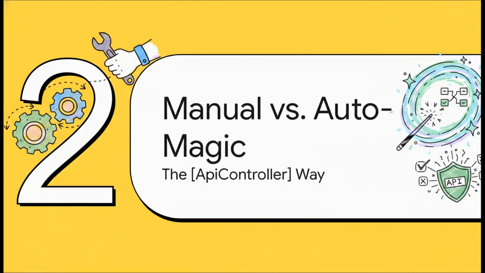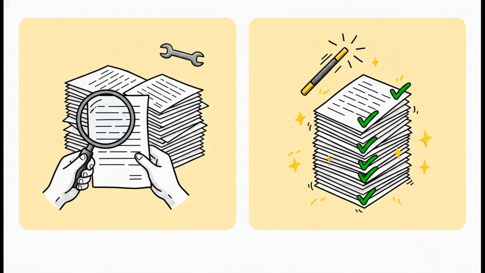Okay, so how do we actually put this tool to work? Well, there are two main ways to go about it. There's the classic manual way, and then there's the modern automagic way that will pretty much fundamentally change how you write your APIs. So over on the left, you see the manual check. For years, every single controller action started with this if not ModelState.IsValid block of code. It was just boilerplate that you had to write over and over and over again.